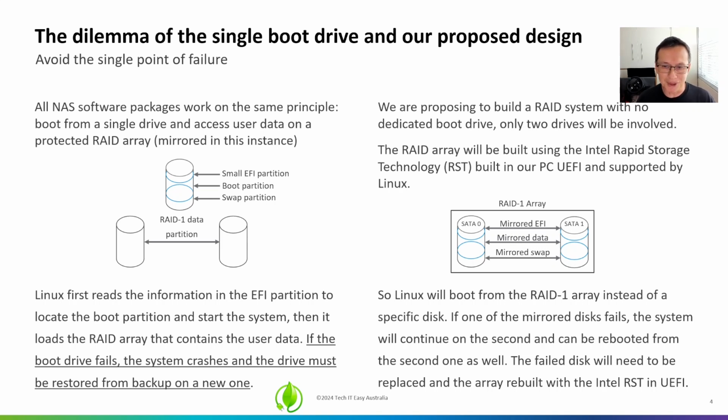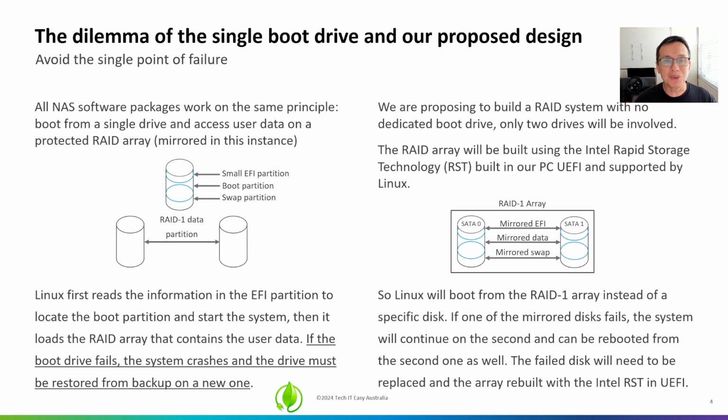So Linux will boot directly from the RAID-1 array instead of a specific disk, and if one of those disks fails, the system will continue, so it will survive the crash of the disk. It can even be rebooted from the second disk as well. So this failed disk will need to be replaced, and then you can rebuild the array using the Intel RST in the UEFI software.